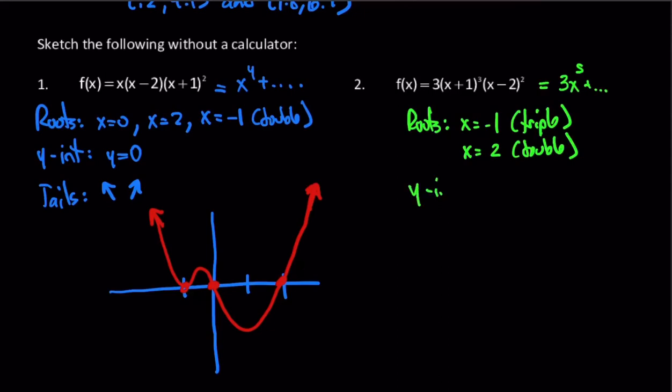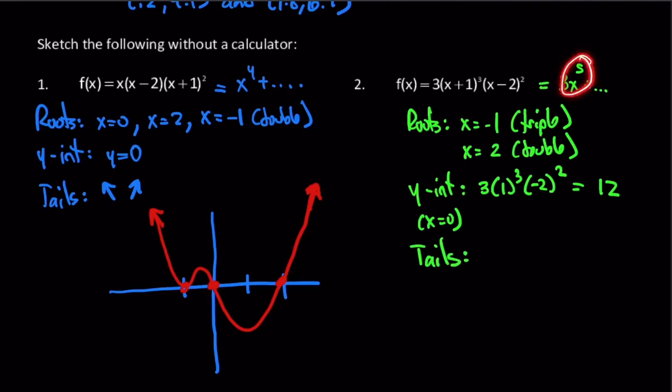My y-intercept, if you don't want to multiply it out up above, here's how you do it. Remember, to get the y-intercept, x equals 0. So basically you replace your x's with zeros. And what do you have left? You've got this, 3 times 1 cubed times negative 2 squared. So it's going to be 3 times 4, that's 12. There's your y-intercept. Tails. So I have a positive x to the fifth, so I know it's going to do something like that.